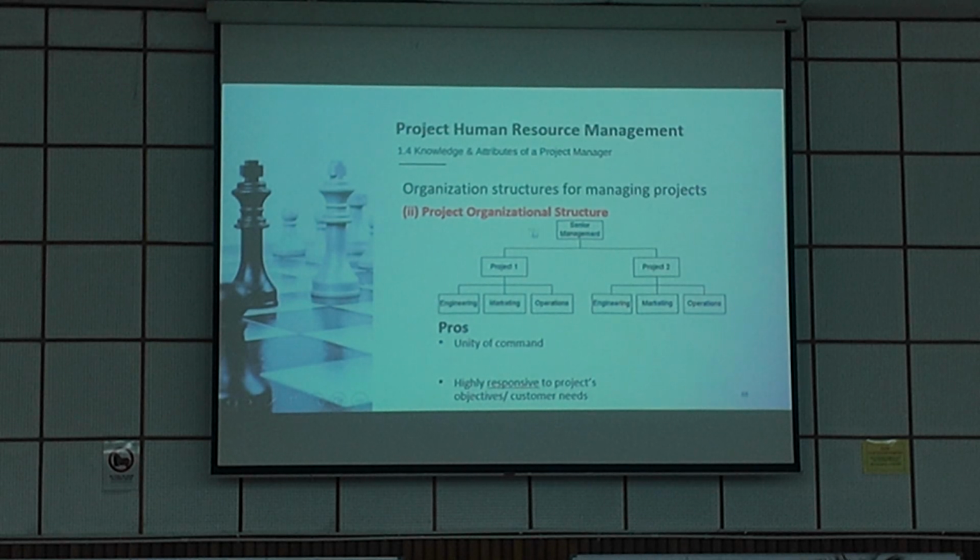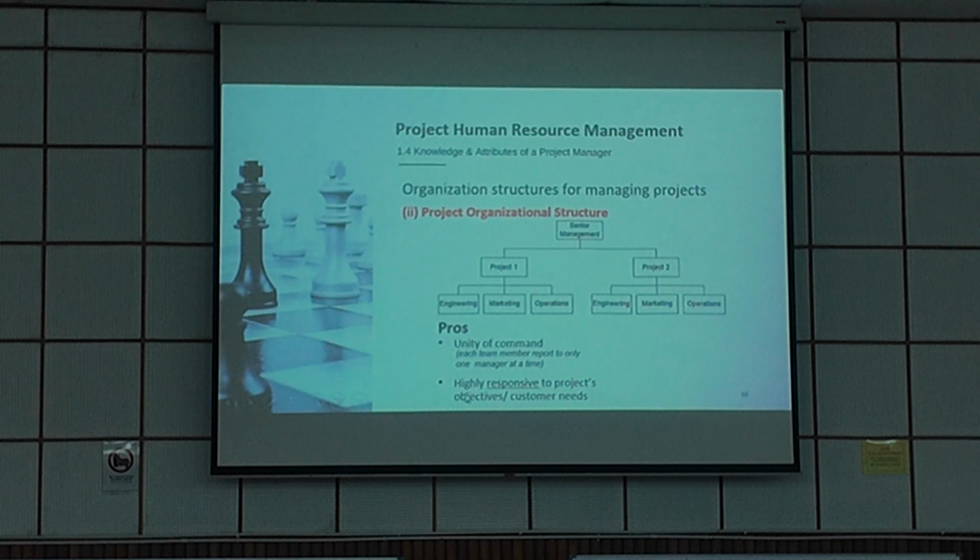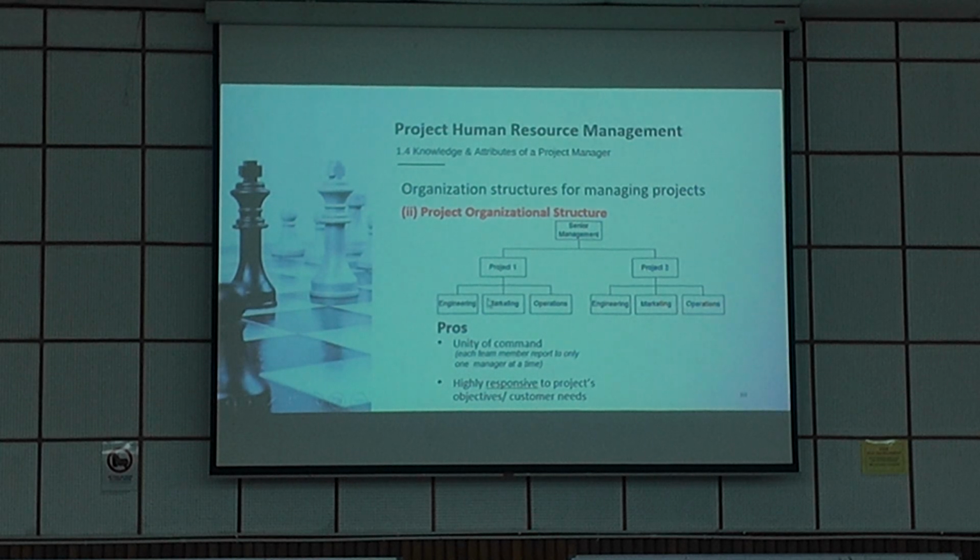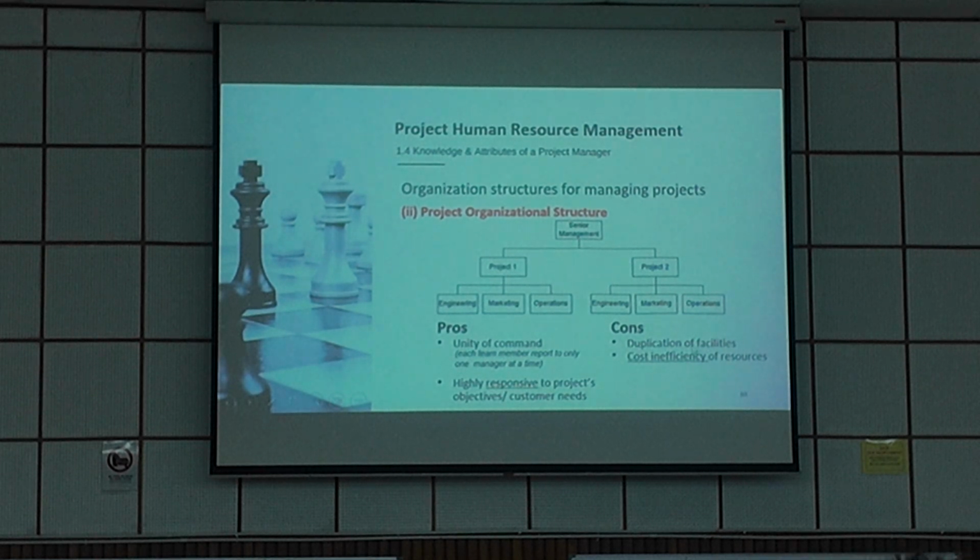So project organization structure pros. Advantage: unity of command. Each team member reports to only one manager at a time. Higher responsiveness to project objectives and customer needs. If there's any request, the people working in the project act fast. Cons: duplication of facilities due to decentralization. So marketing is here, there's also marketing here. So duplication of facilities.